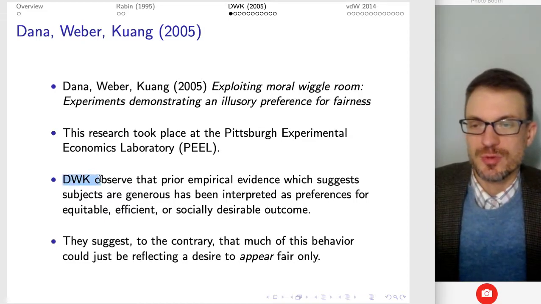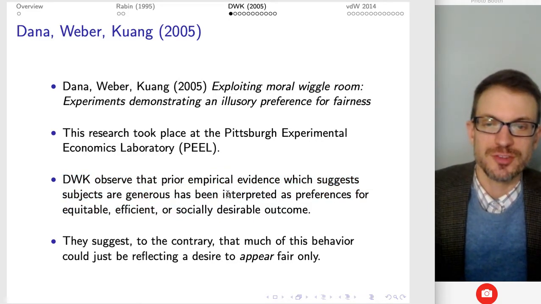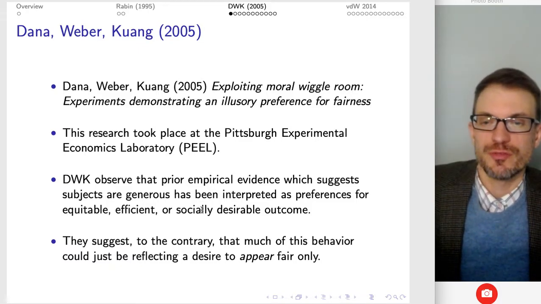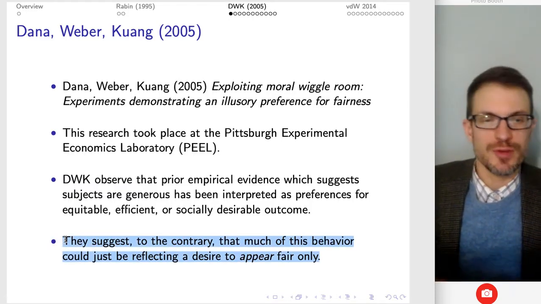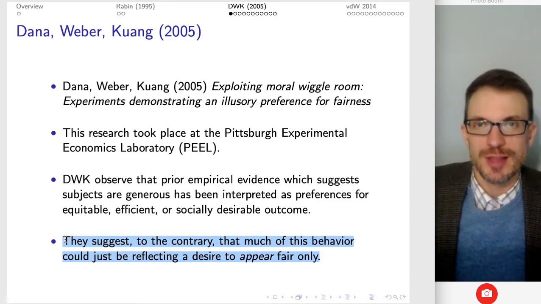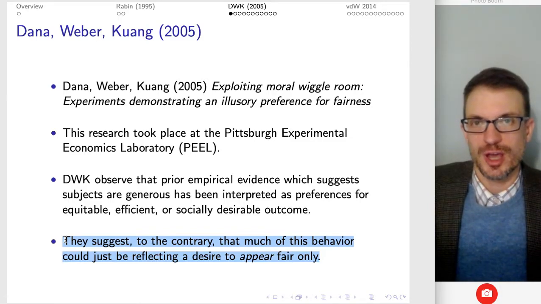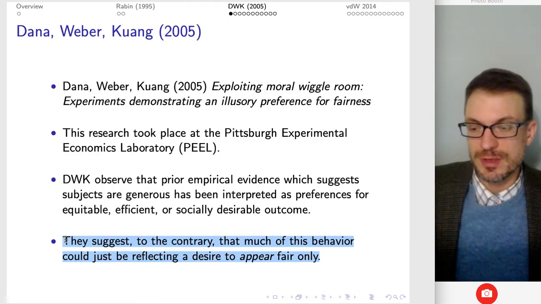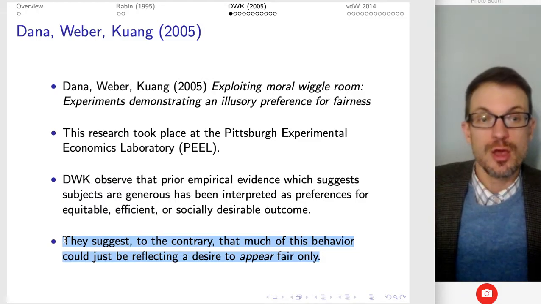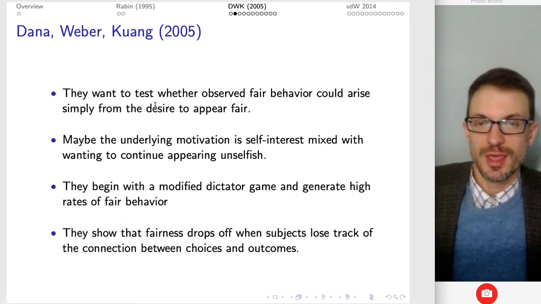Anyway, DWK observed that prior empirical evidence suggests subjects are generous, and this has possibly been interpreted as preferences for equitable, efficient, or socially desirable outcomes, but maybe it's actually that people want to appear to be fair. The idea is we've got the dictator game, we've got the ultimatum game, we've got a lot of experiments where it seems like people have preferences for pro-social behavior, and DWK are saying, wait a second, not so fast. Maybe people are just trying to appear that they're being fair. It could be experimenter bias, appearing fair from the standpoint of those conducting the experiment, or it could be for themselves. They want to tell themselves a story that they're a fair or generous person, and they could be lying to themselves just as easily.